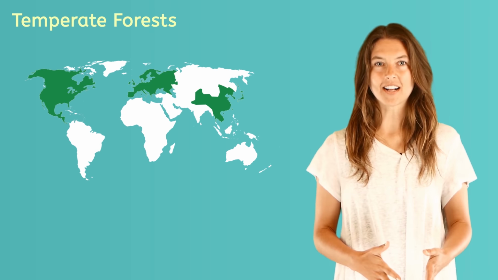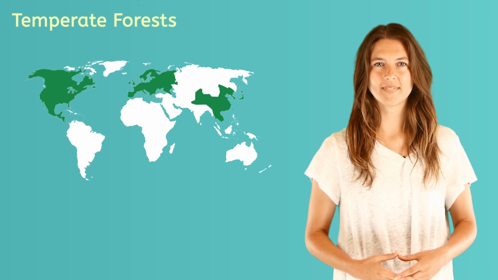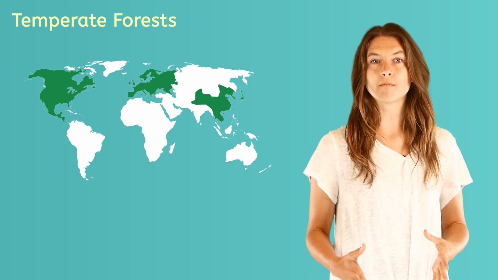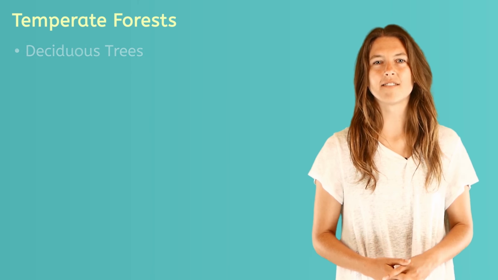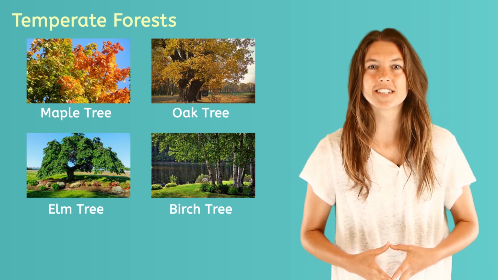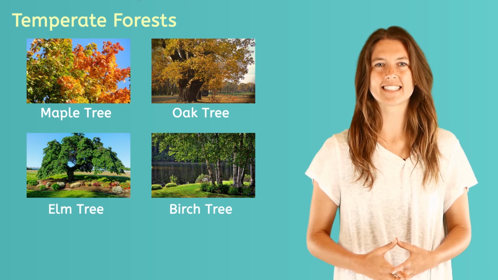Temperate forests are mostly found in the middle parts of the world, including Europe and North America, and also parts of China and Japan. Temperatures can be cold or hot. You can find warm summers and cool winters in these parts of the world. Because of this climate, temperate forests have deciduous and coniferous trees in them. Deciduous trees lose their leaves in the fall, like maple, oak, elm, and birch trees.